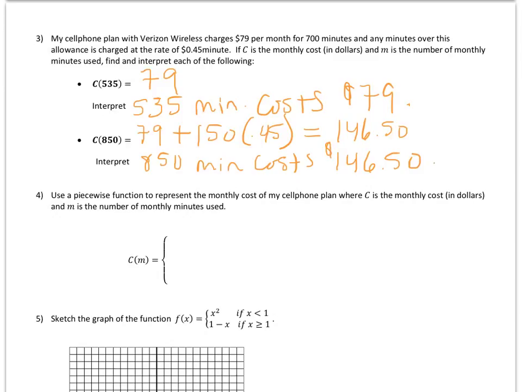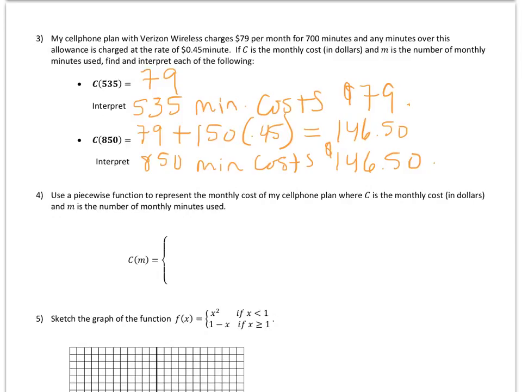So now that I have figured out how to calculate my cost for any number of minutes, we could do this no matter what number of minutes they give me, I can write a piecewise defined formula for C of M. So I've started the notation here for you. I have C of M equals, and I have a big bracket listed. And there are going to be 2 different formulas. One if you talk for 700 minutes or less, and you have to use a different rule if you talk for more than 700 minutes.